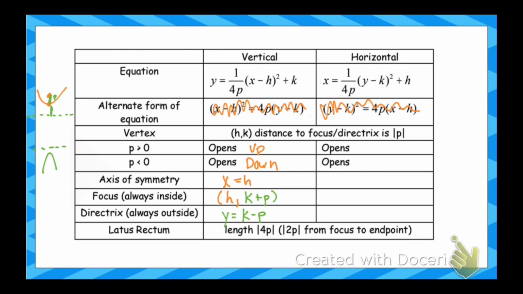All right, so now let's look at our parabolas that are going to open horizontally. So parabolas that open to the right and parabolas that open to the left. So what you'll notice about the equation, the y is squared and the x is not. That's the biggest difference in the equation. That's why these are not functions.